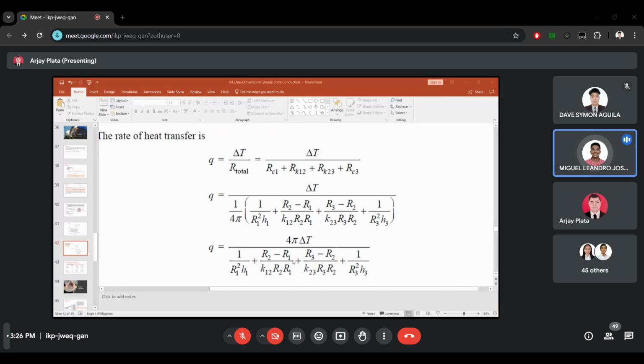Sir, pwede po ba i-send na lang sa GC? Yeah, you can send it on the GC. Nandiyan po kayo sa GC namin, sir? Yeah. Sige, I'll just send it na lang po doon. Okay. So please send it on the GC. Thank you.